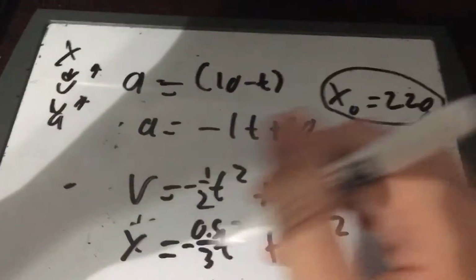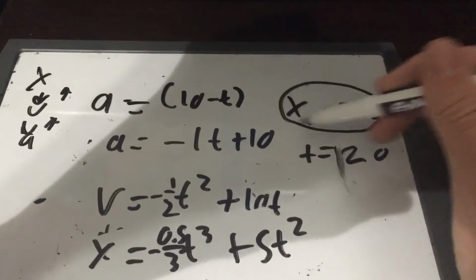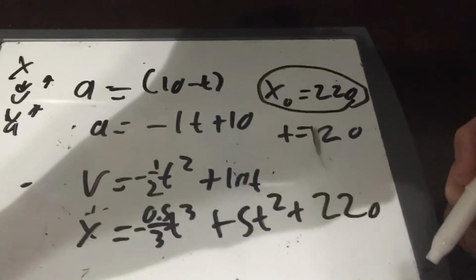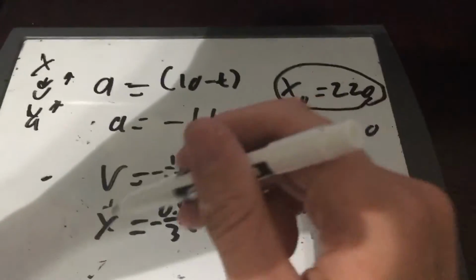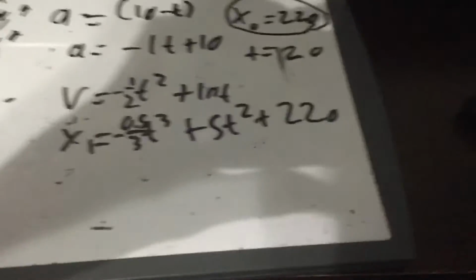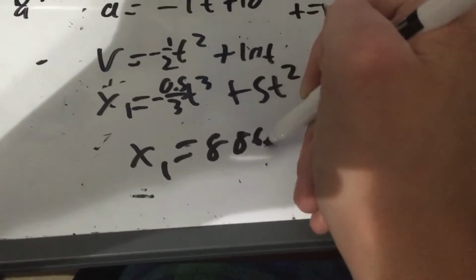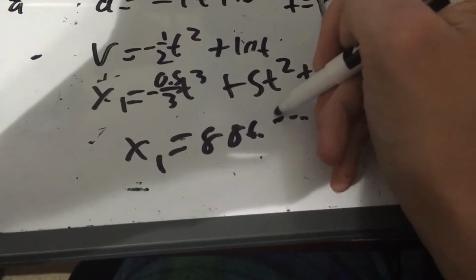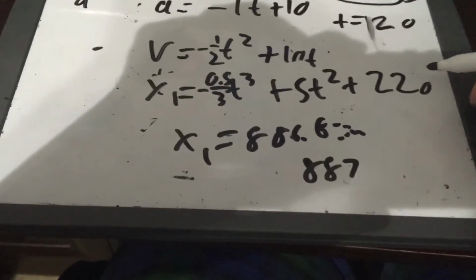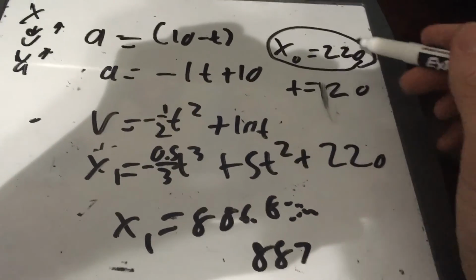Okay, so we have our equation for displacement, except one thing. We know that initially it is 220. So that means that's our constant. So we have to add 220 at the end. It's x0, and so this is x1. So if you missed that, that's probably where you got this problem wrong. And then we just plug this into our calculator and get 886 point, yeah, doesn't matter because it's 6, yeah. And that rounds to 887 because they want us to round to 3 significant figures because that's how much they give you in 220.